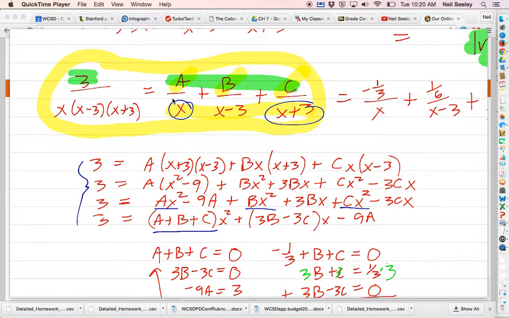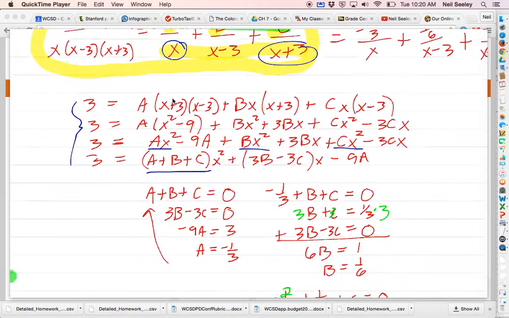And then you get to the bx here, and the cx, minus 3cx. The 3b and the minus 3c are the coefficients on the x term. So we put those together. And then finally the minus 9a is all that's left.